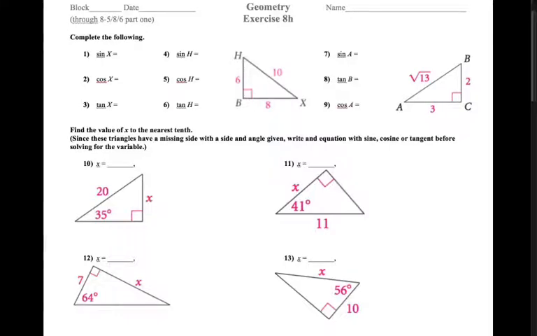All right, no funny business here. Let's jump straight in. Sine, cosine, and tangent, which is what this stuff is about.